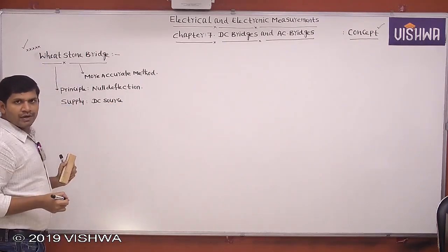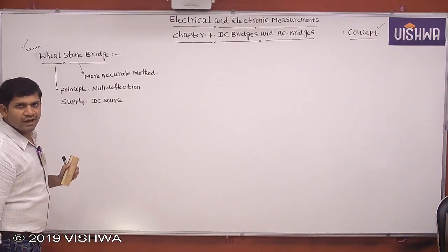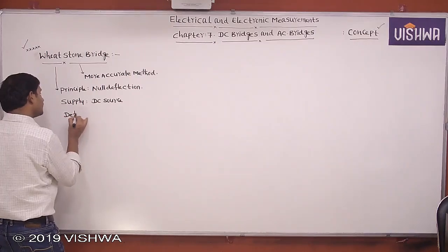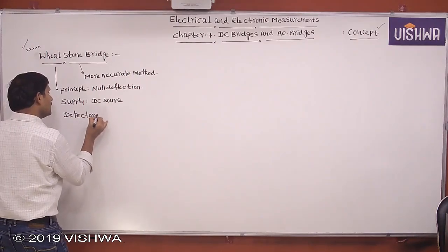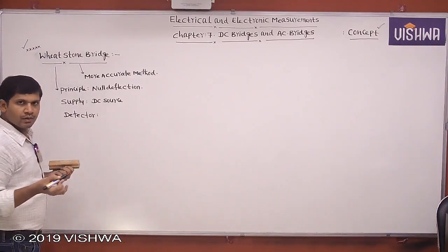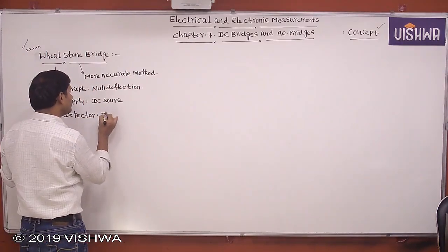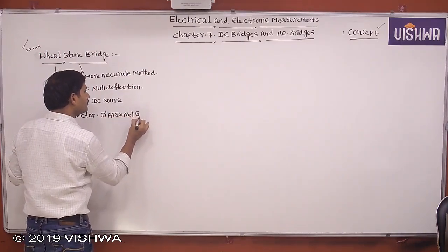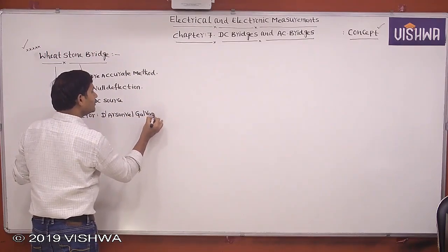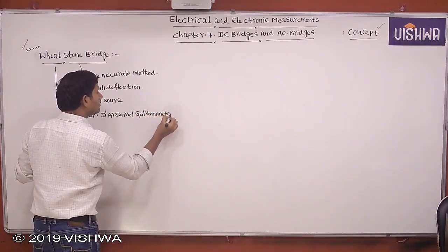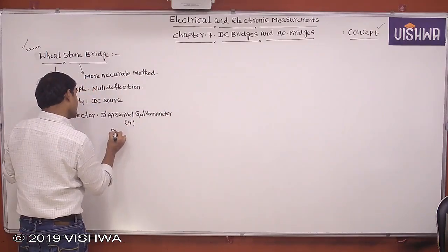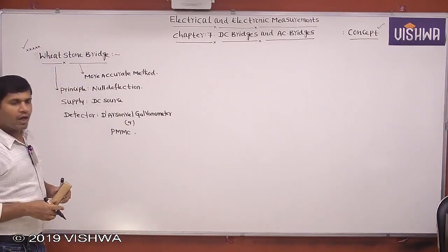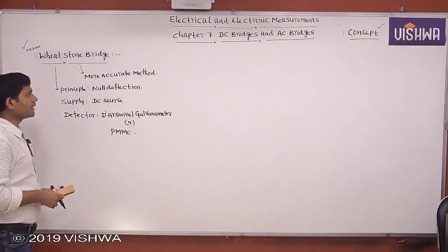We know that in any bridge, to identify the balance condition, we can use detectors. What type of detector can we use in the Wheatstone bridge? The detector is the D'Arsonval galvanometer. The D'Arsonval galvanometer is used as a detector, also called PMMC. PMMC is used as a detector.